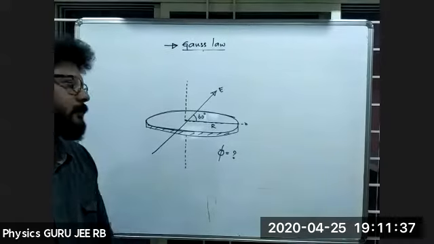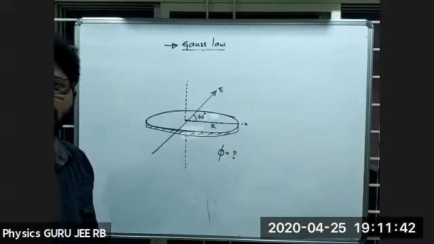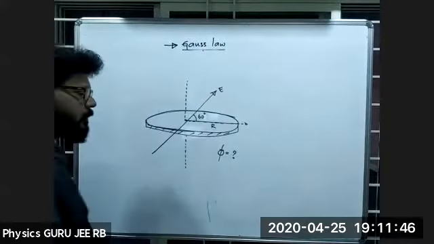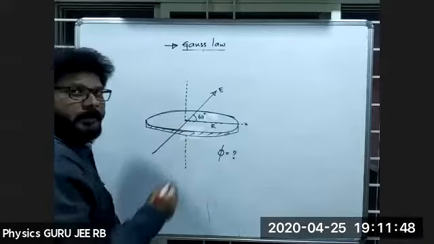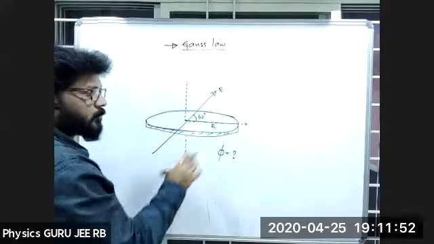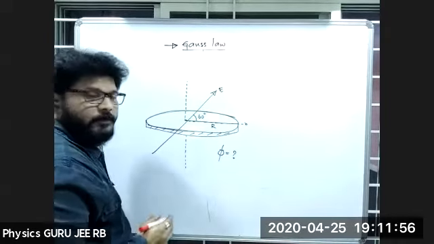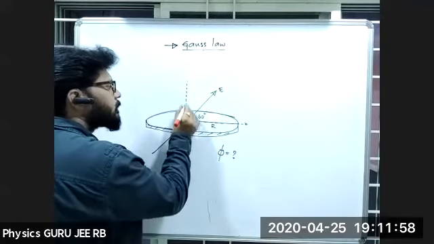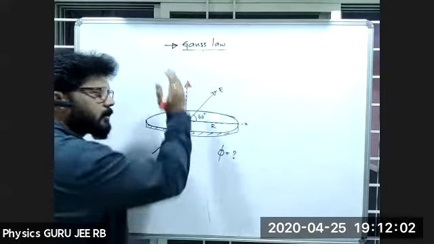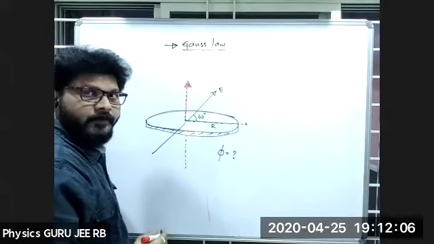Yeah, 2 EA cos 30 degrees. So that is the correct answer. So what you have to do first, take the area vector. Along that area vector, we have to select the component of E. So first, the area vector is the outward normal to the surface. If I take like this, this is the direction of area vector.